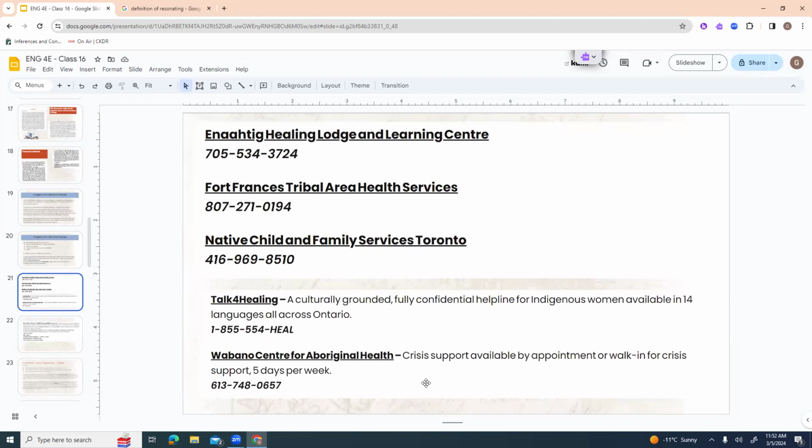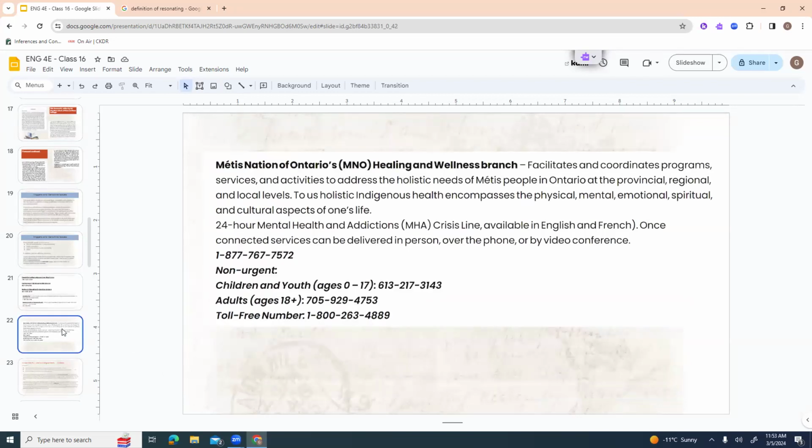Crisis support is available by appointment or walk-in for crisis support 5 days per week, 613-748-0657. There's also the Métis Nation of Ontario's Healing and Wellness branch. Their urgent number is 1-877-767-7572. And they have a bunch of other numbers that are available as well.